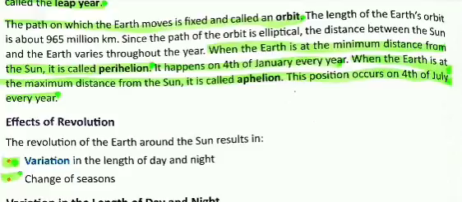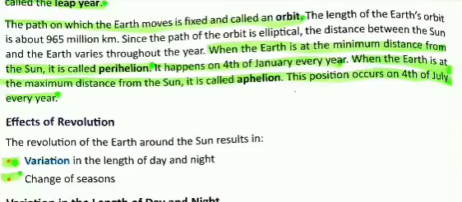The path on which the earth moves is fixed and is called an orbit. The length of the earth's orbit is about 965 million kilometers. Since the orbit is elliptical, the distance between the sun and the earth varies throughout the year. When the earth is at a minimum distance from the sun, it is called the perihelion. It happens on 4th of January every year.